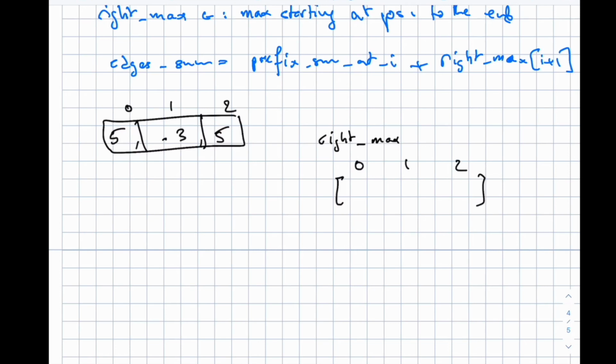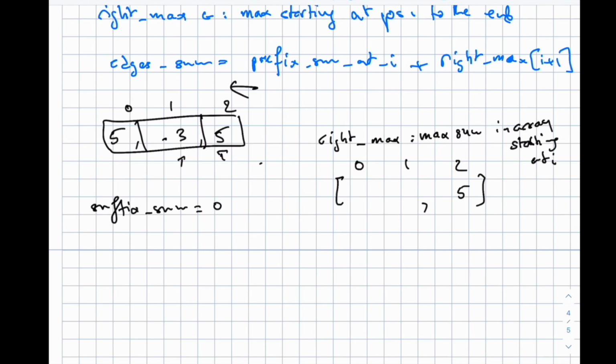It is going to be the max sum in array starting at I, right? And so that means we can go from right to left so that it's easier, right? And so for the last one, it's just the same value, it's 5. Now for minus 3, what's the max sum? Well, we need to keep track of the suffix sum overall, going left to right. So the suffix sum initially is equal to 0. And then when we process 2, it becomes 5. And then when we go to minus 3, it becomes 2.